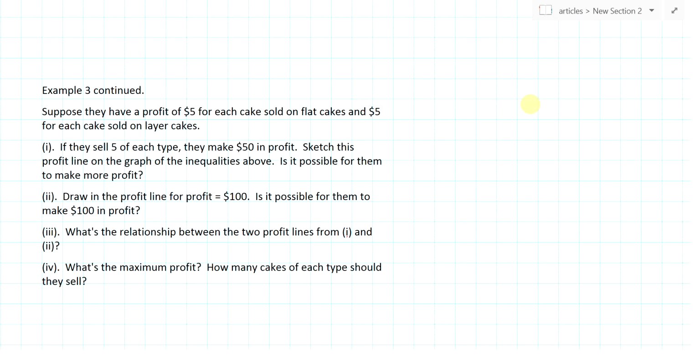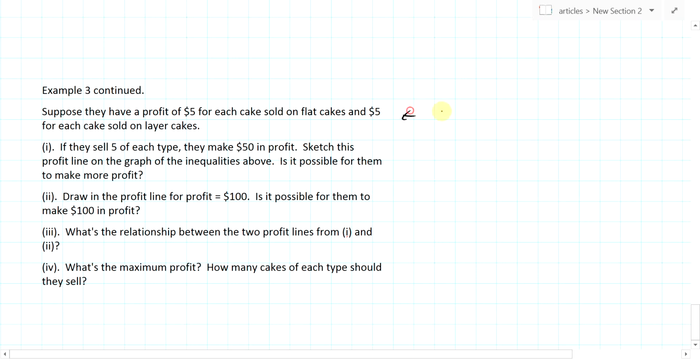And we're going to finish this little lecture up by looking at example 3 continued. Suppose you have a profit of $5 for each flat cake sold, so each flat cake you sell gets you $5, and each layer cake you sell gets you $5. So if they sell 5 of each type, they make $50 in profit, right? Because $25 for each one, so that's 50. Sketch this profit line on the graph.